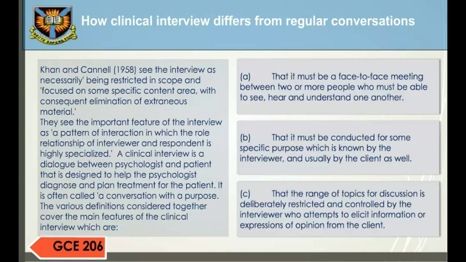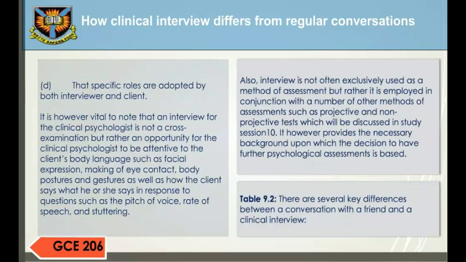The various definitions considered together cover the main features of the clinical interview, which are: A, that it must be a face-to-face meeting between two or more people who must be able to see, hear, and understand each other. B, that it must be conducted for some specific purpose which is known by the interviewer and usually by the client as well. C, that the range of topics for discussion is deliberately restricted and controlled by the interviewer, who attempts to elicit information or expressions of opinion from the client. D, that specific roles are adopted by both interviewer and client.